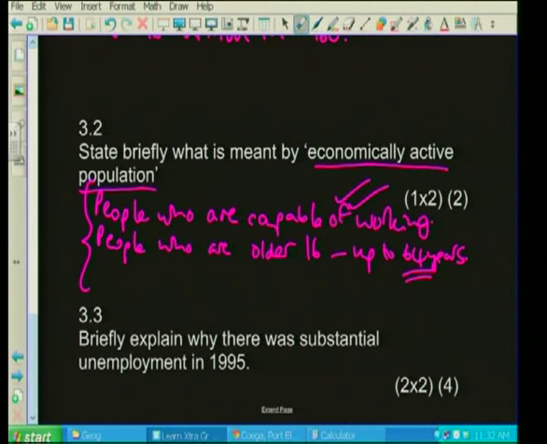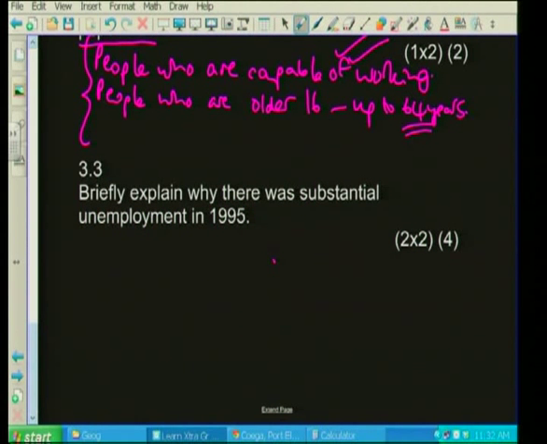People that are between the ages of 16 to 64 years of age are the economically active group of the population, those that are capable of working or who have a job or who can work, legally speaking, and from a health point of view as well, they are able to work also.